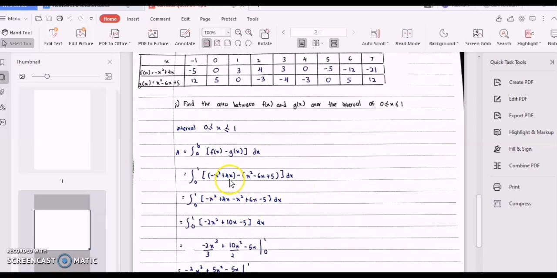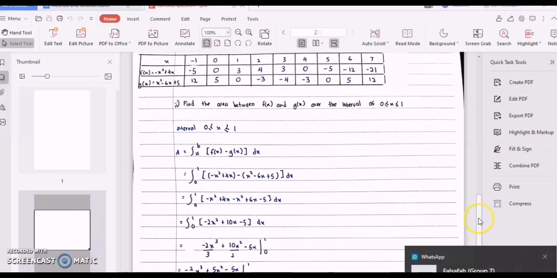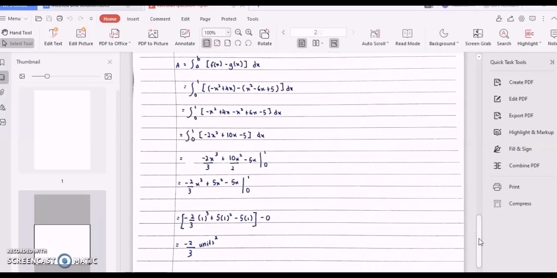So we subtract it, and then we substitute into the equation, and then we get the function, which is for the last unit, negative 2 over 3 unit square.